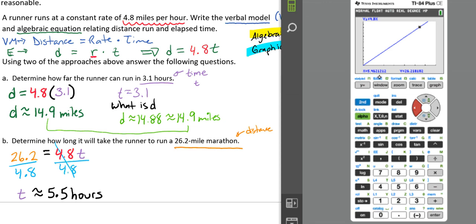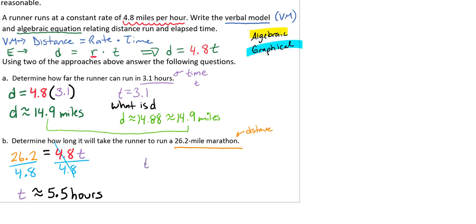Take a look at what our x value says. Here it says x equals 5.46. So here our calculator is telling us that we've got about 5.46, and when we round that, that's going to give us approximately 5.5. And so here we see, just like before, that these match. So we know that we've done it correctly.